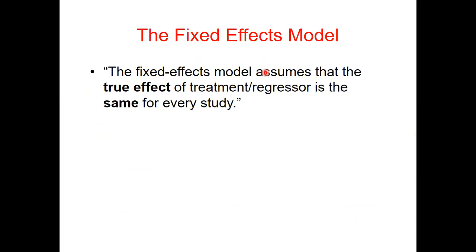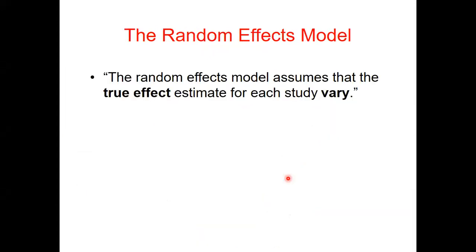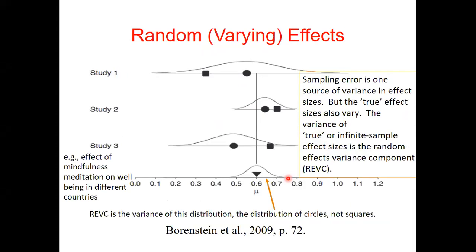These are the choices that we'll be making in your software, which I'll show you later. This is how you would normally present the fixed effect model, which assumes that the effects are common in all the studies. Then you have the random effects model, which assumes that the true effect estimates for each study vary. So effects for each study are varying. And that's how you'd normally represent that idea.